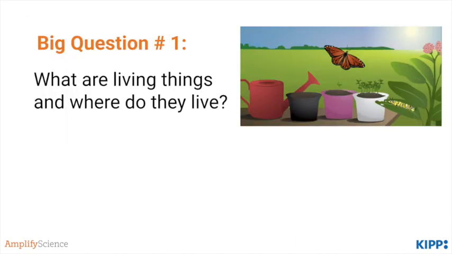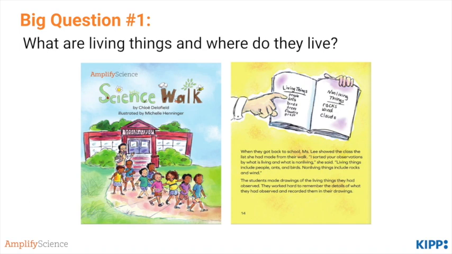That leads us to our first big question: what are living things and where do they live? Lesson 1 starts with the book Science Walk, where students learn about some of the living and non-living things they would see when they go outside on a walk to observe nature, and they begin to categorize these things. It's highly recommended you conduct your own science walk outside and get students observing living and non-living things and habitats firsthand.